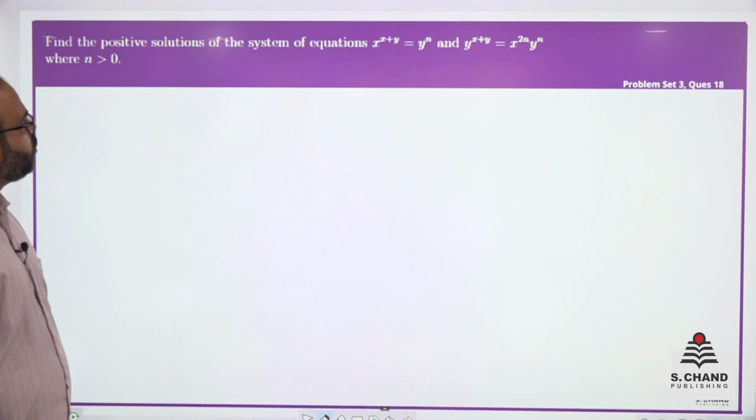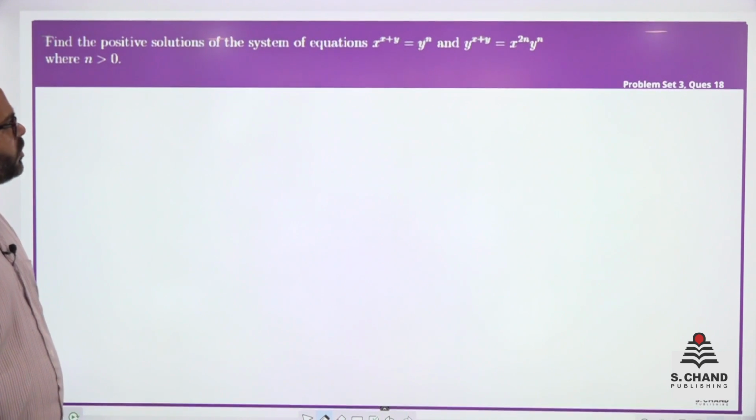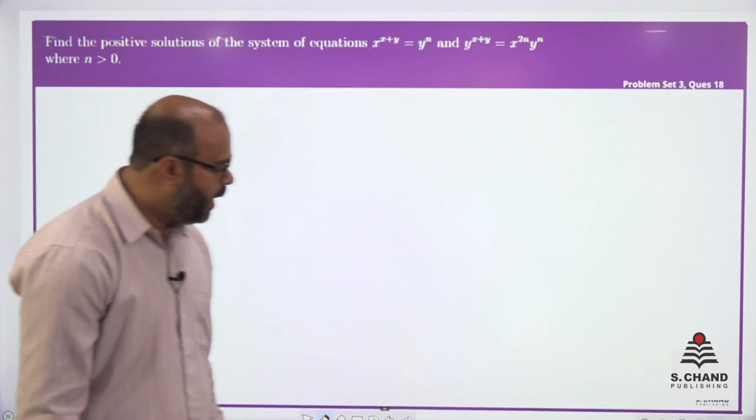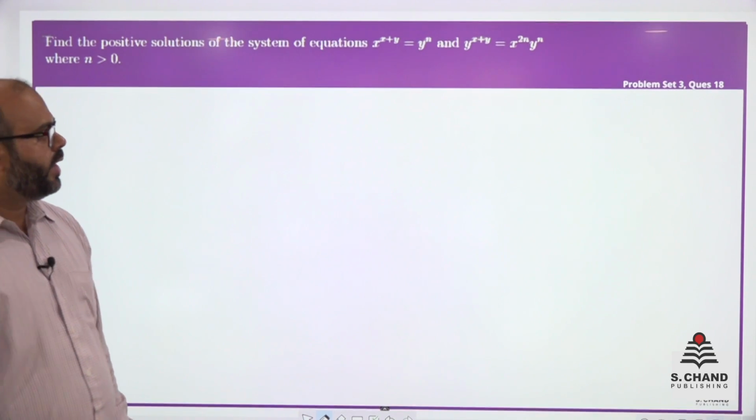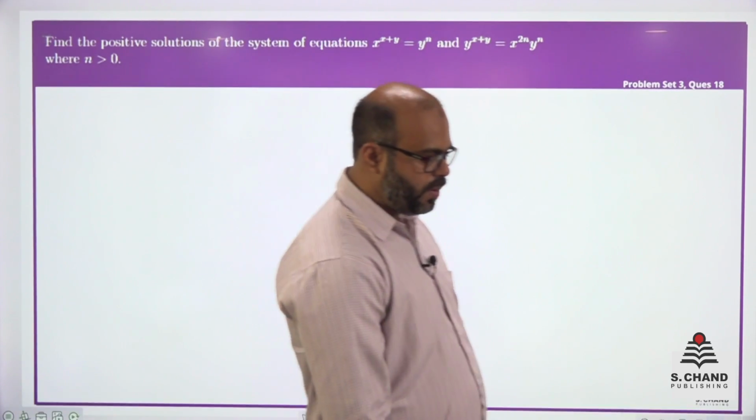Find the positive solutions of the system of equations x to the power x plus y is equal to y to the power n, and y to the power x plus y is equal to x to the power 2n into y to the power n.